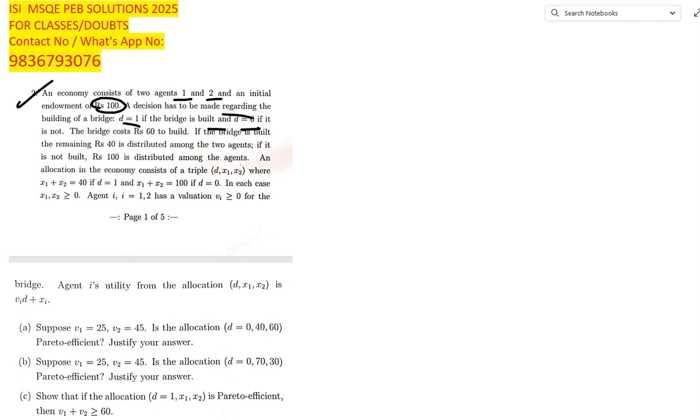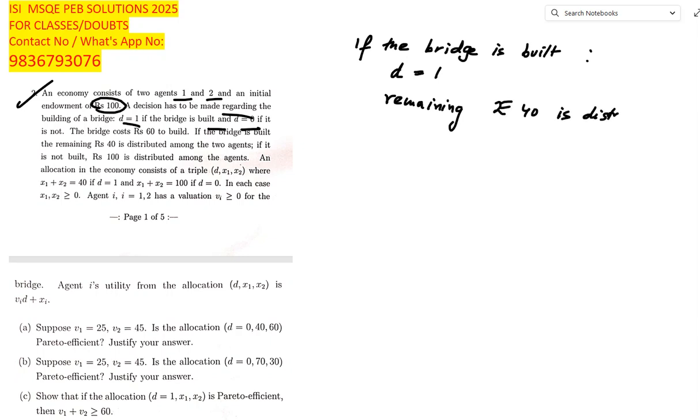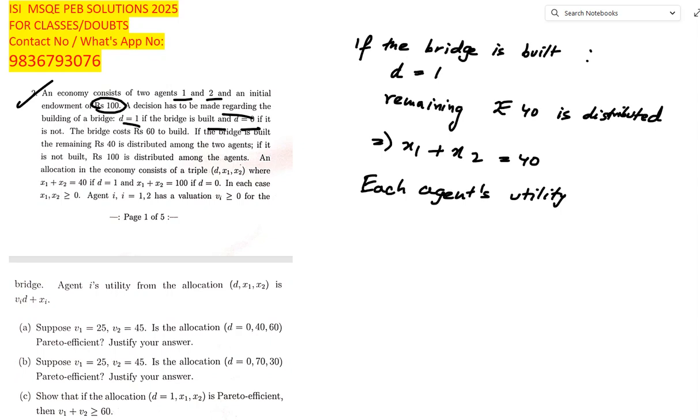So here we can state that if the bridge is built, then D is equal to 1. The remaining rupees 40 is distributed, that is x1 plus x2 is 40, and each agent's utility is ViD plus xi. This is when the bridge is built.